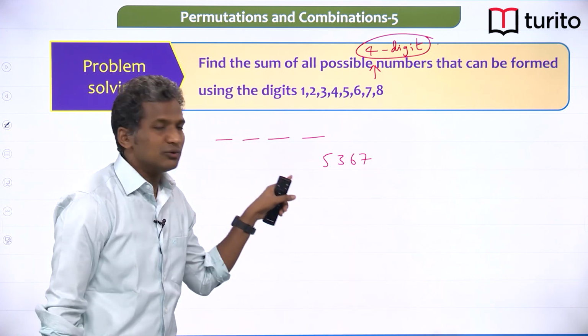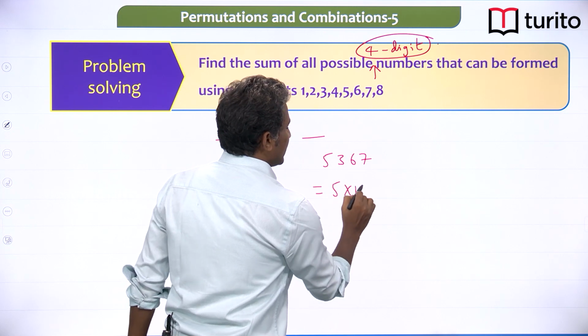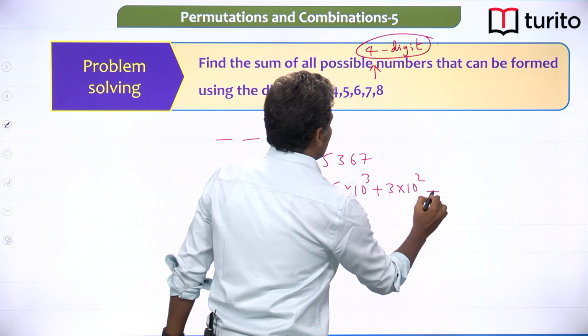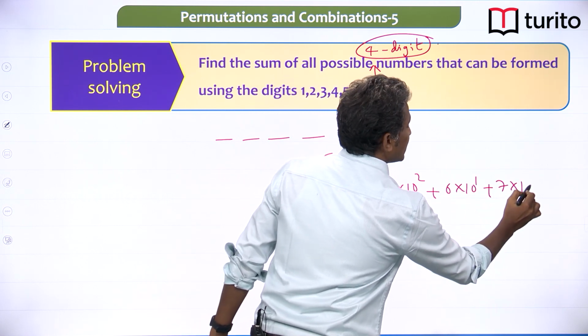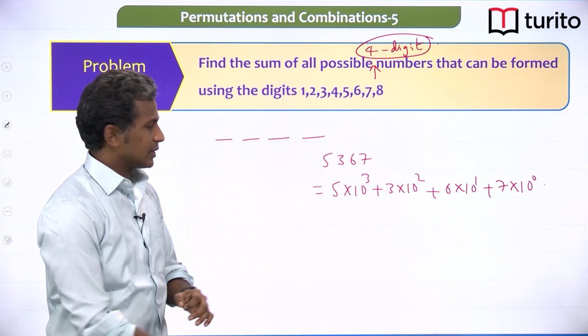Now what is the value of this number? The value is going to be 5 into 10 cube plus 3 into 10 square plus 6 into 10 raised to 1 plus 7 into 10 raised to 0, right. This is the value of that number, okay.